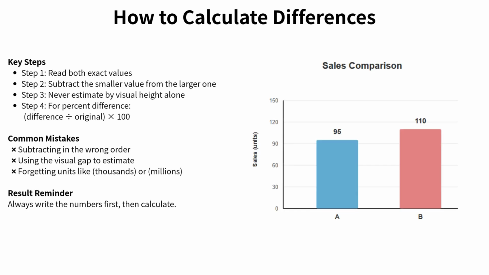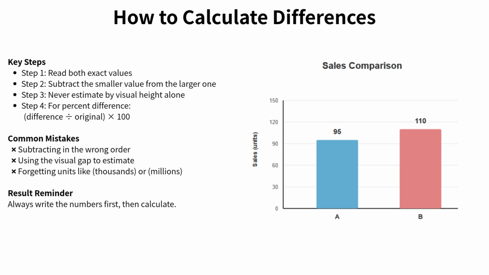Now that we've seen how the axis can change the story, let's calculate the difference properly. First, read both exact values. Not the height, the numbers. Here, we have 95 and 110. Most people glance at the bars and think, wow, that looks like a big jump. But we don't guess, we measure.